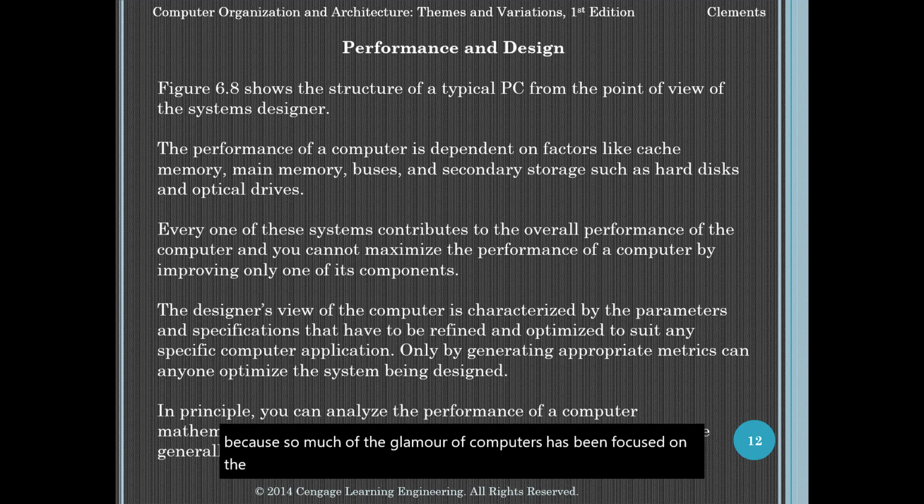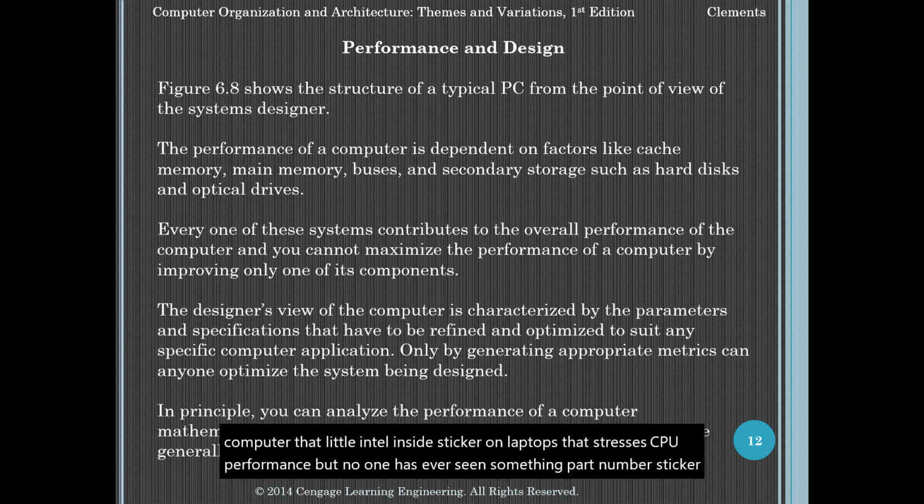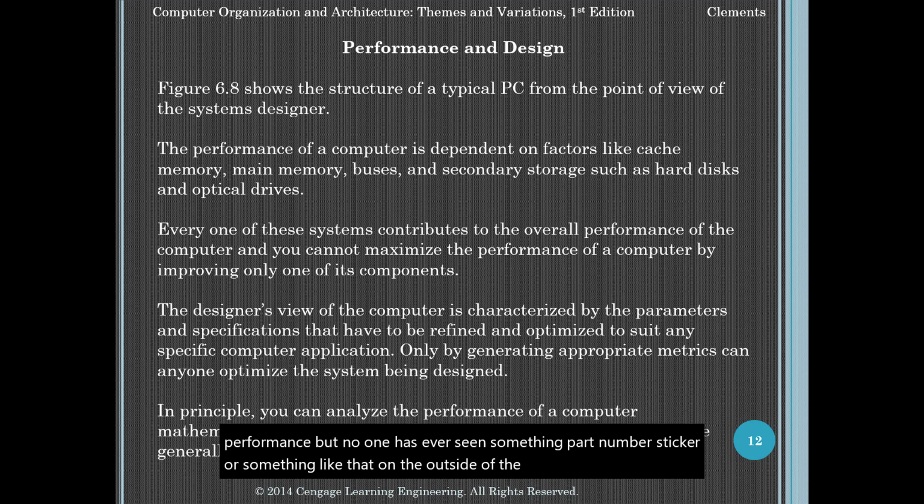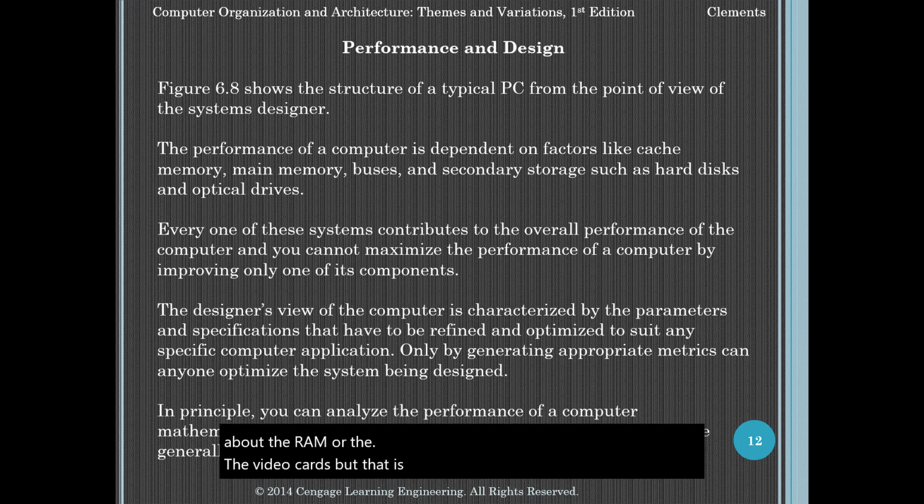We've all seen, if you've gone out and bought a computer, that little Intel Inside sticker on laptops that stresses CPU performance, but no one has ever seen a part number sticker on the outside of the computer, right? I know sometimes on gaming PCs we see stickers about the RAM or the video cards, but that is not typical. So let's talk about some of the elements of a computer that determine its performance.